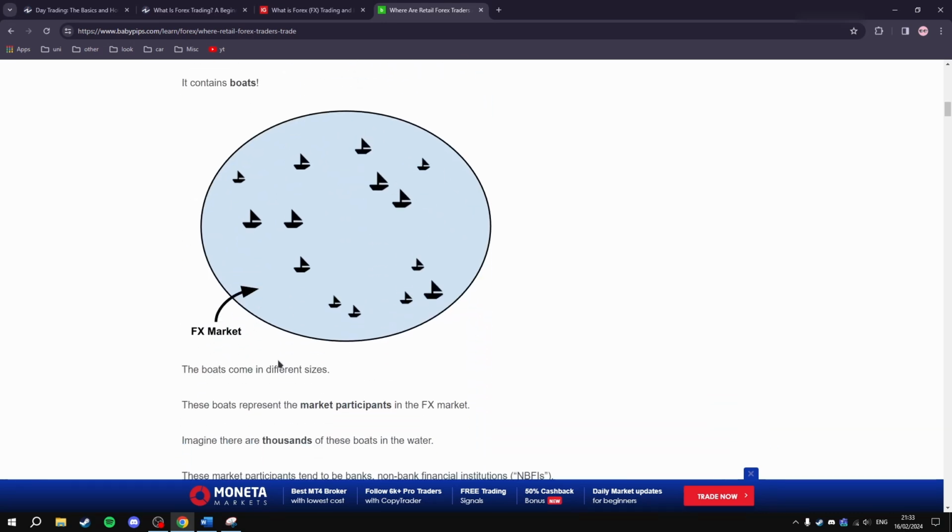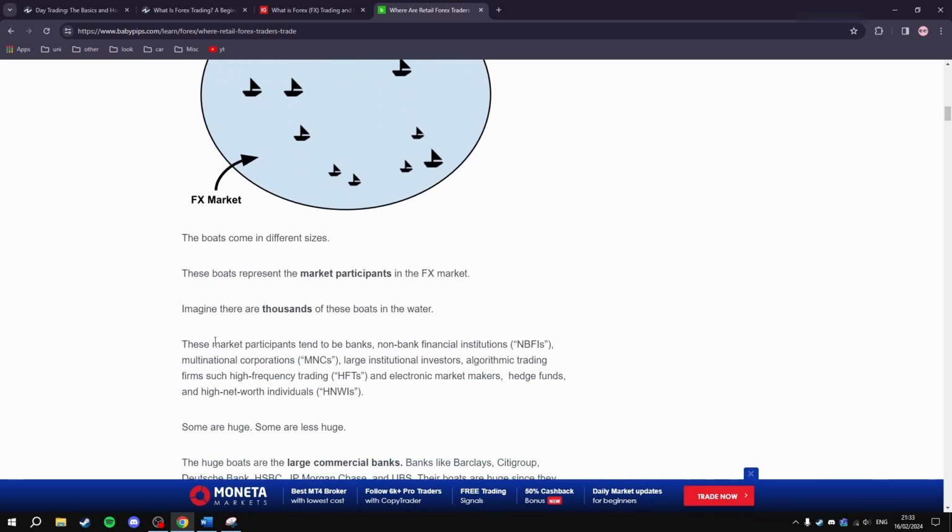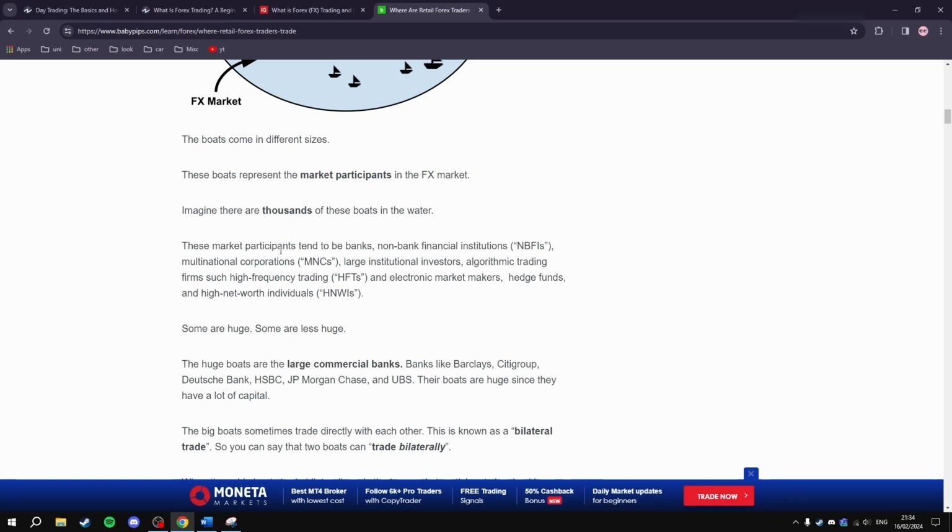The boats come in different sizes. These boats represent the market participants in the FX market. Imagine there are thousands of these boats in the water. These market participants tend to be banks, non-bank financial institutions, multinational corporations, large institutional investors, algorithmic trading firms such as high-frequency trading and electronic market makers, hedge funds, and high-net-worth individuals.